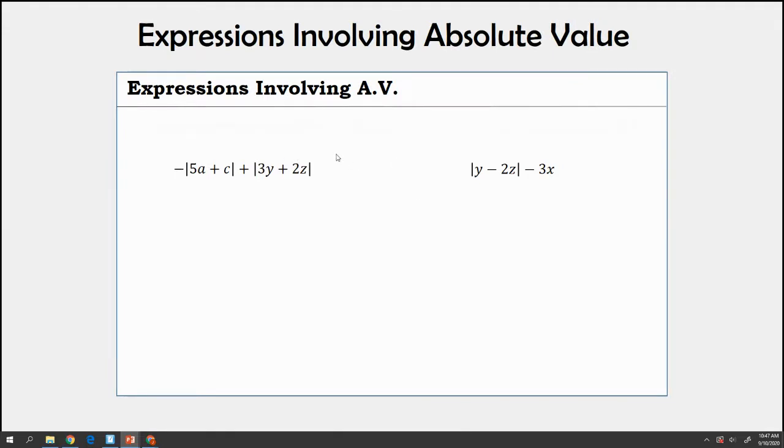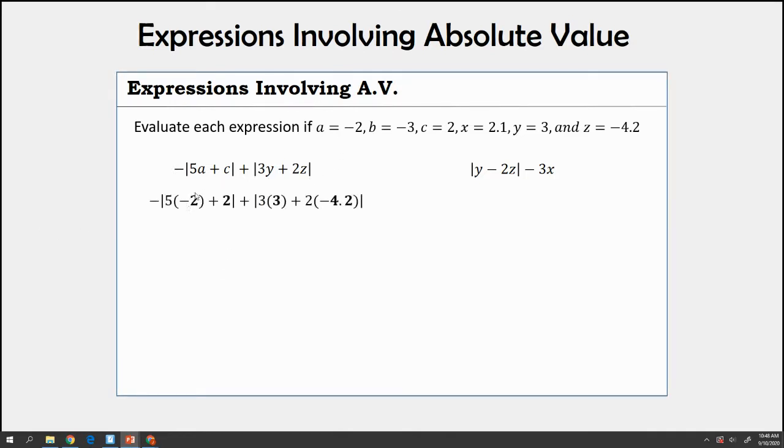Another example here. Evaluate each of these for these values. A is negative 2, B is negative 3, C is positive 2, X is 2.1, Y is 3, and Z is negative 4.2. So here's our expression. Now, just to point out, this negative sign in front of the absolute value is telling us we're going to take the opposite of the answer to the absolute value. So we're going to leave that out in front. And I got an expression inside this absolute value, an expression inside this absolute value. So we got to work them both down, take their absolute values, then finish it up from there.